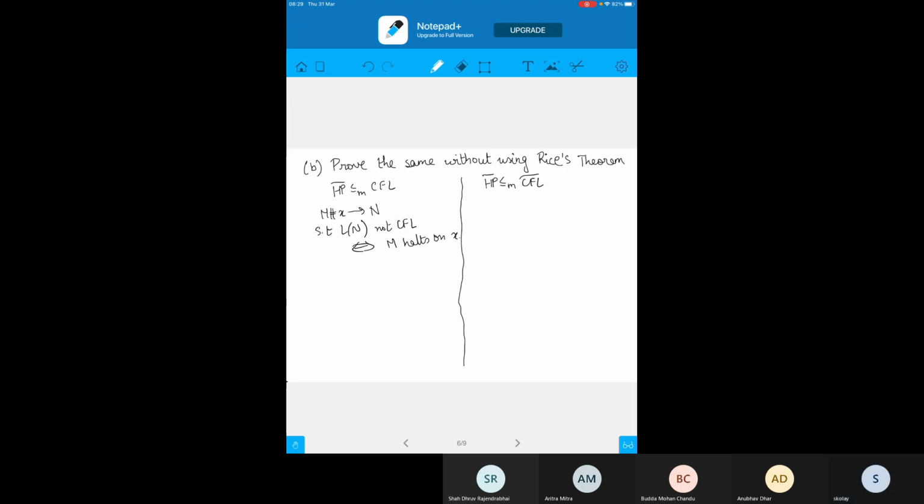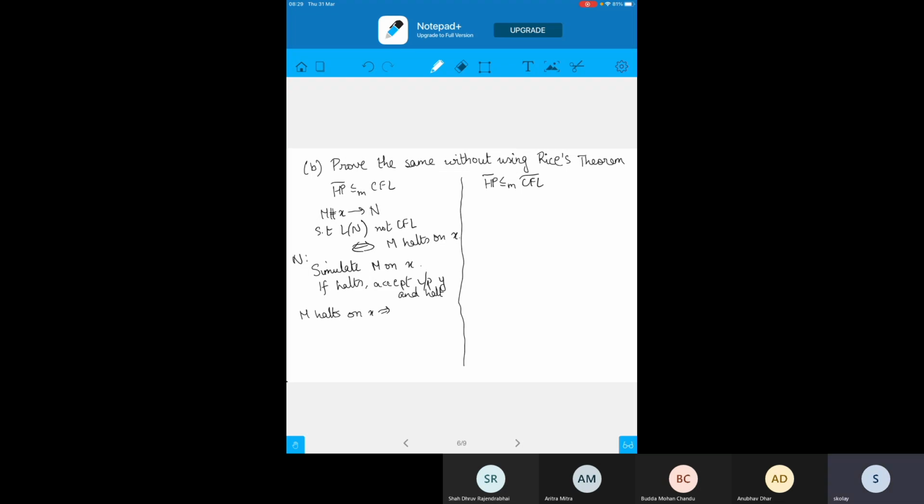Then we can just simulate M on X, and if the simulation does not halt, the language is empty. Otherwise, if the simulation halts, we run another total Turing machine that accepts a^n b^n c^n. So simulate M on X. If it halts, then accept input Y. So this is N. And halt.